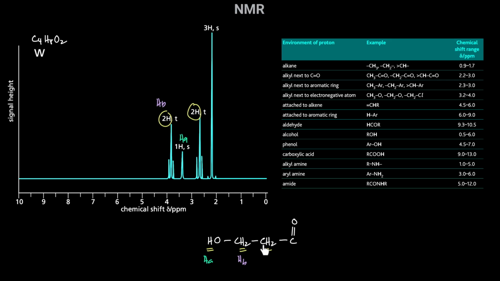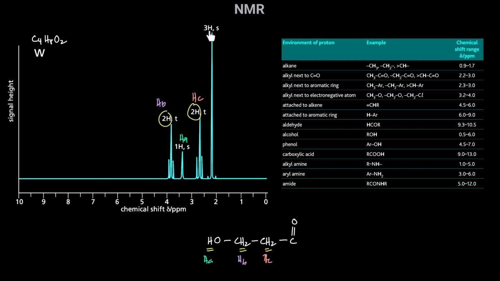Then we have this CH2 proton that's next to a C double bond O, so it shifts in the range 2.2 to 3 parts per million. That's this CH2 right here. That is HC, right? HC and HB are both triplets, and the hydrogen bonded to the oxygen, the alcohol proton, is a singlet.